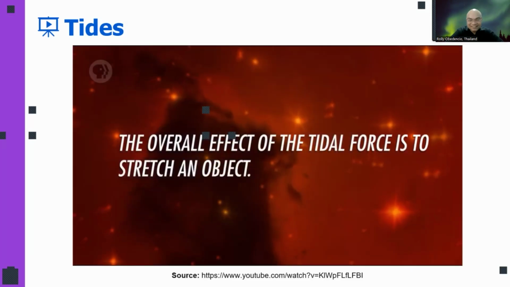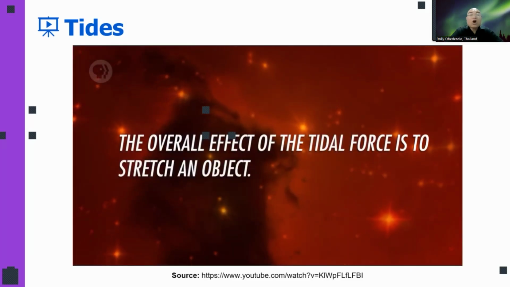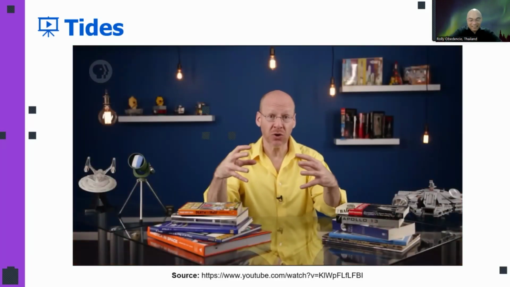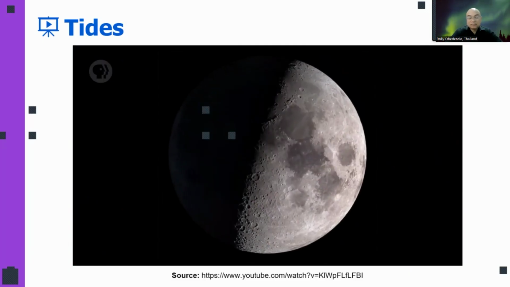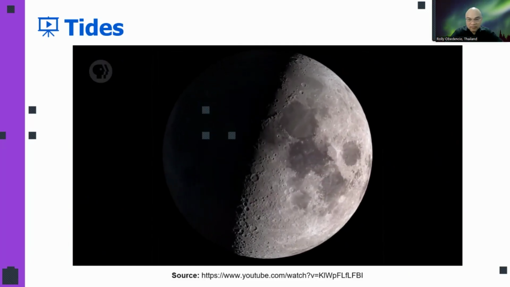The overall effect of the tidal force is to stretch an object. You're applying a stronger force on one end than you are on the other, so you're pulling harder on one end. That'll stretch it. And this is where tidal forces become very important. Look at the moon. It has gravity, but much less than the Earth because it's less massive. It's 380,000 kilometers away, so the gravitational force it has on you is pretty small. And you're pretty small compared to that distance, just a couple of meters long from head to feet.